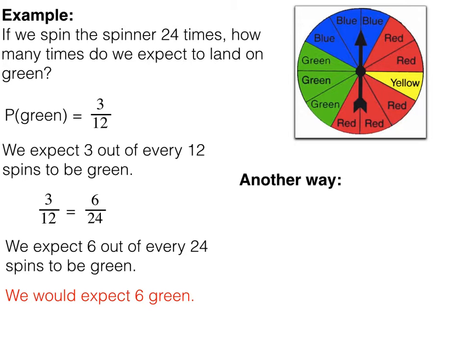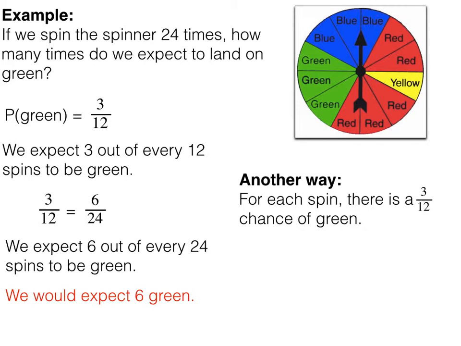Another way to calculate that, which is just another way of thinking of the same proportion, is to say that for each spin there is a 3 out of 12 chance of getting green. So if we do that 24 times, we have 24 times 3 out of 12, which again gets us 6. It's really just solving that same proportion.